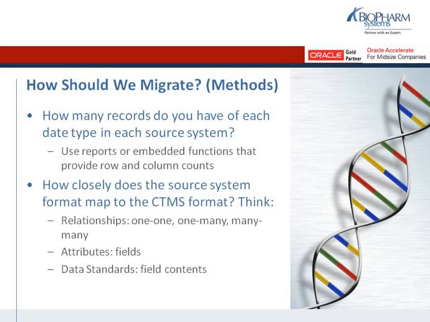Another example is any fields that have lists of values. So if we're talking about statuses, subject statuses, or types of visits, etc., are they named the same in both systems, or is there going to be a translation or a transformation from one value to another value in the new system? So list of values is another area where data standards come into play.